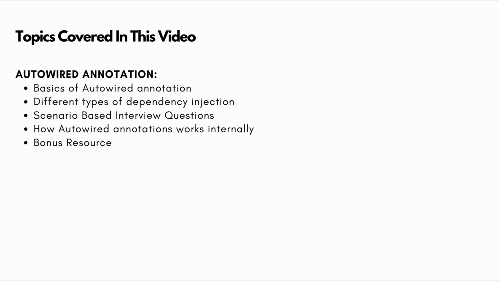So in this video, what we are going to cover is the basics of the Autowired annotation, a basic theory, and the code example for that. And then we are going to discuss what are the different types of dependency injection, or what are the different variations where we can use the Autowired annotation. Then we will understand some scenario based interview questions, scenarios where we can see how that Autowired annotation will work.